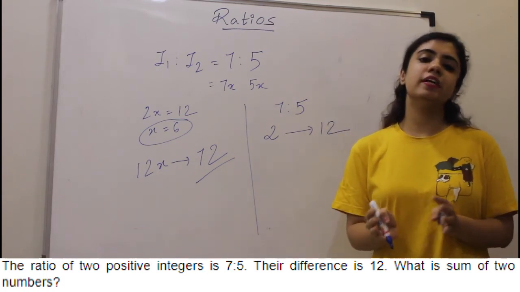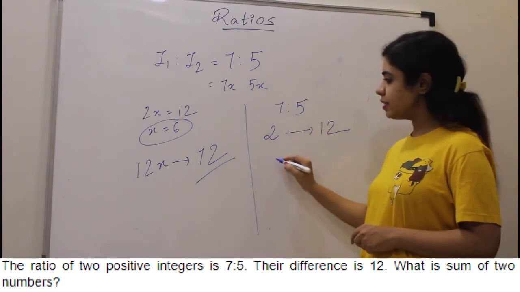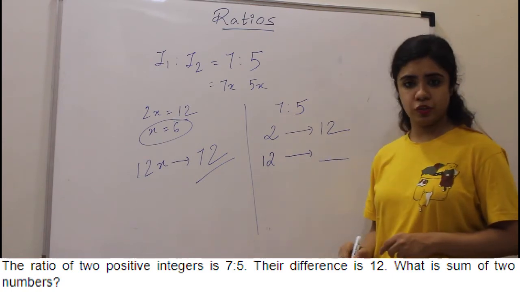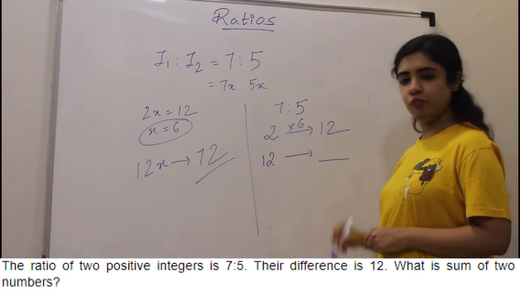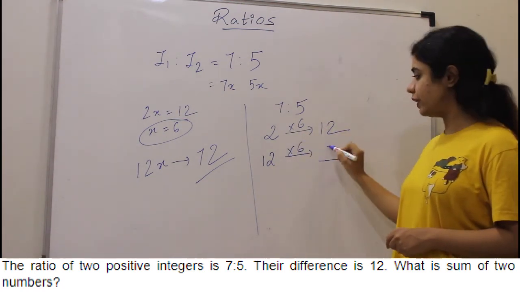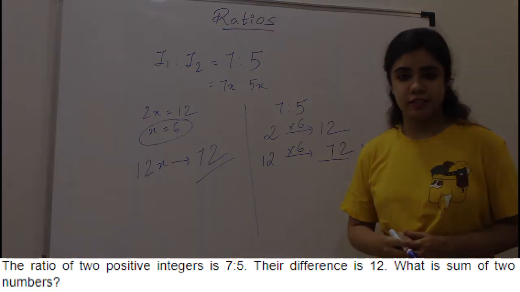So they are asking what is the addition of the two numbers. Addition is 7 plus 5. 7 plus 5 is 12. So 12 means how much? 2 ones is 12. 2 sixes is 12. So your answer will be 12 sixes. 12 sixes will give you 72. So 72 will be your answer.